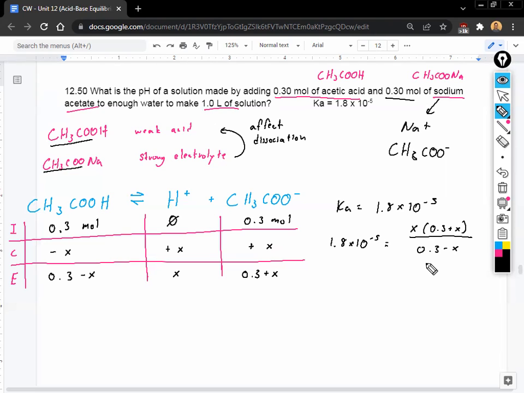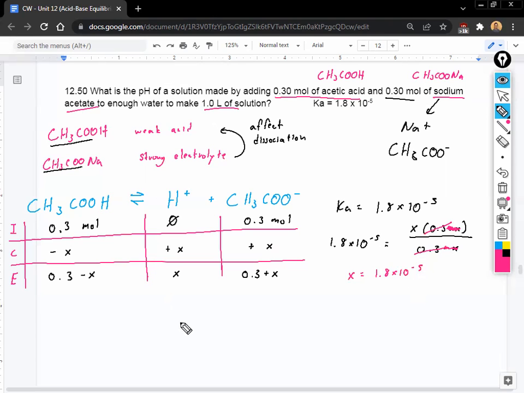Now, if you guys notice, what can we use to make the calculations easier here? 5% rule. Oh, praise God for the 5% rule. Because then we can get rid of the x here, get rid of the x here, and then this calculation becomes stupid easy, right? Okay, the 0.3 on the top, 0.3 on the bottom cancel out. And then the answer is x is equal to 1.8 times 10 to the negative 5.